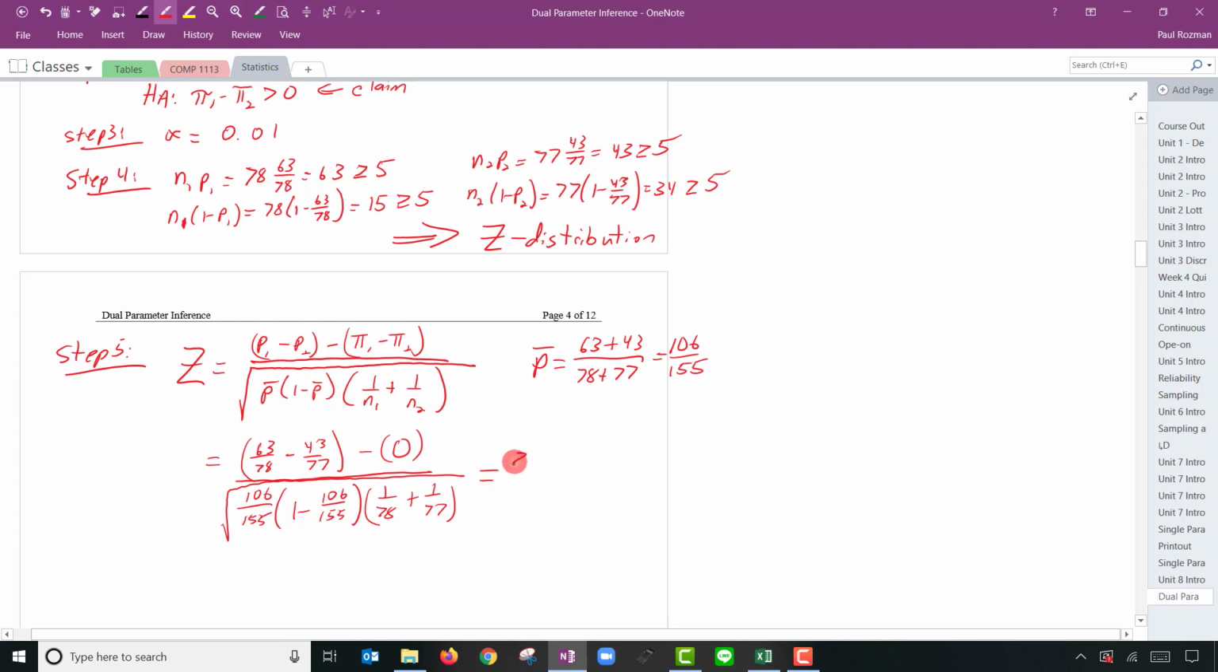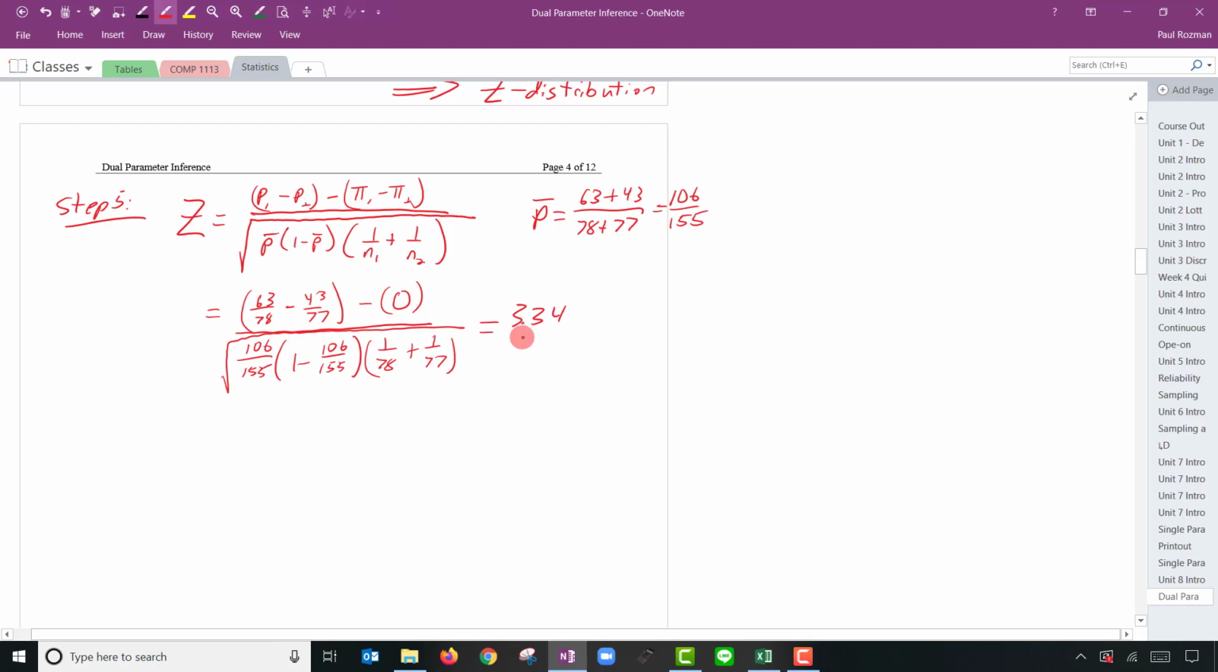Calculating this out, I get 3.34, which is a rather unusual Z-score. But remember, this might be a one-tailed test, and then maybe that isn't that strange. It depends on which side it's on. But it is kind of a weird Z-score.